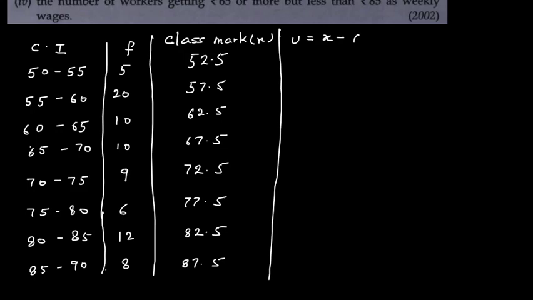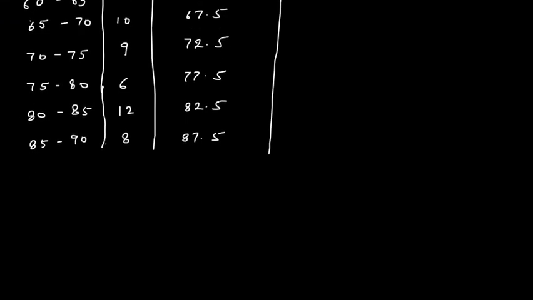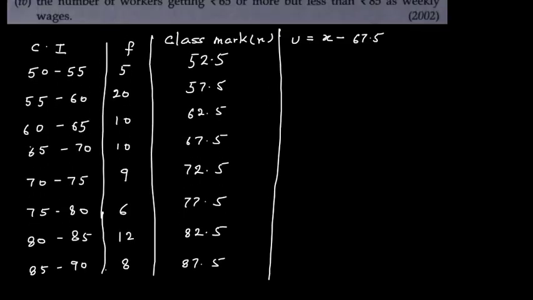So we subtract 67.5. Okay, so when you subtract 67.5, then 52.5 minus 67.5, you will get minus 15 here. You get minus 15, then minus 10, then minus 5, then 0, then here you have 5, 10, 15 and 20. Now this is the u column.